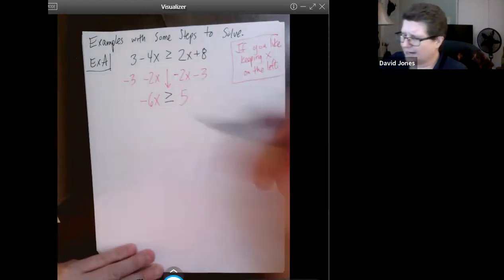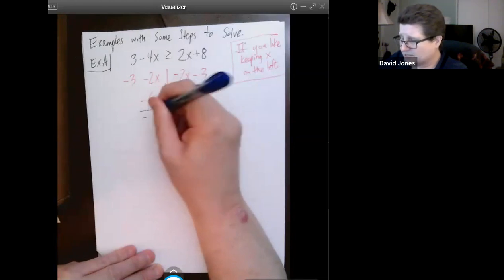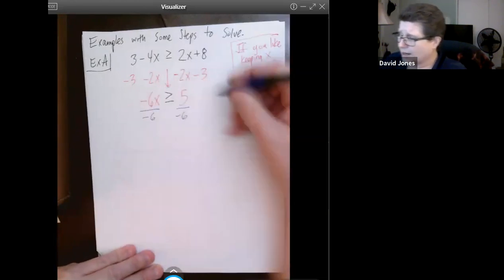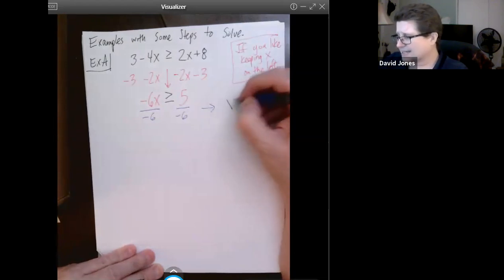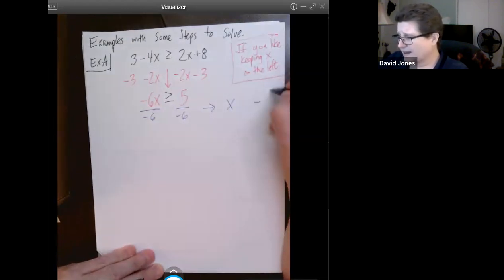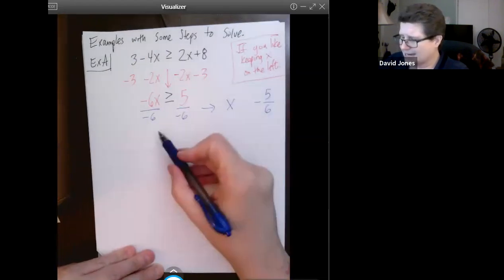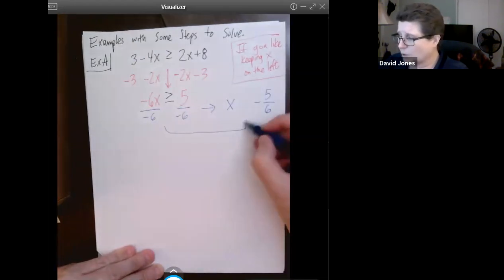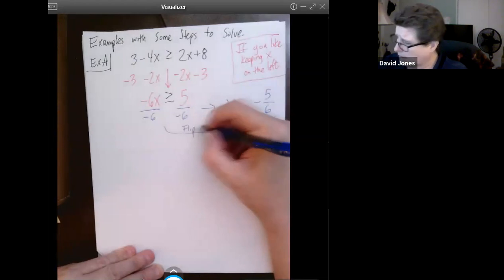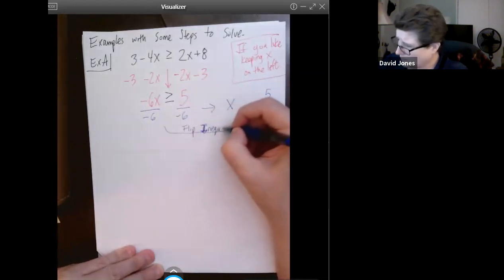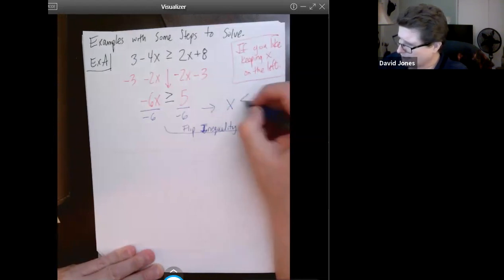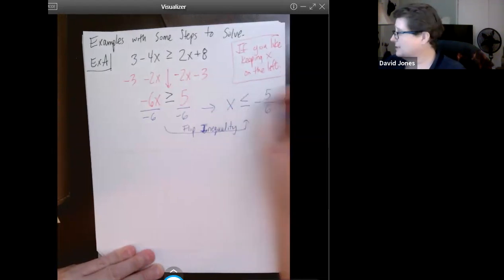Now we solve for x. I need to divide by negative 6. When I divide by negative 6, I get x and negative 5/6. But it was a negative sign, so I need to flip the inequality. I divided by a negative. Got to be less than or equal to negative 5/6.